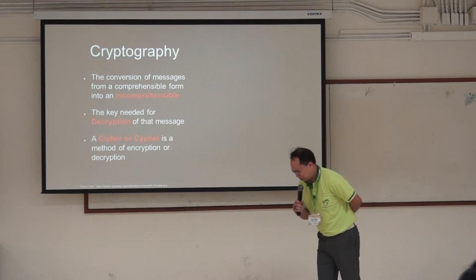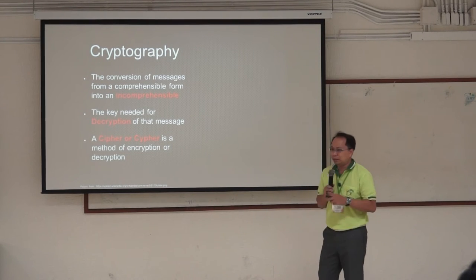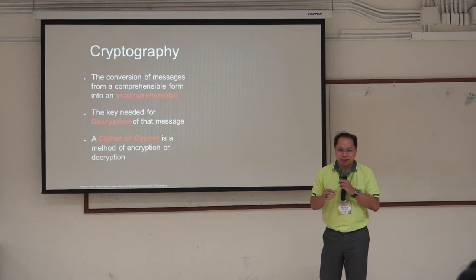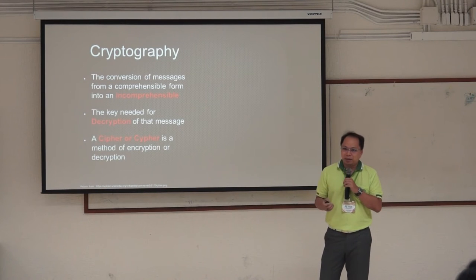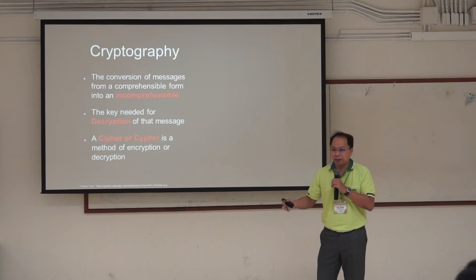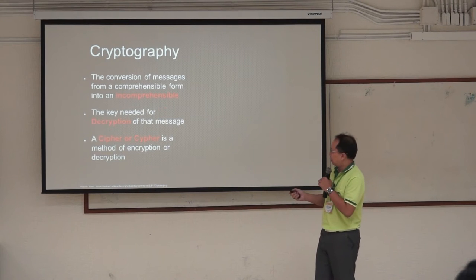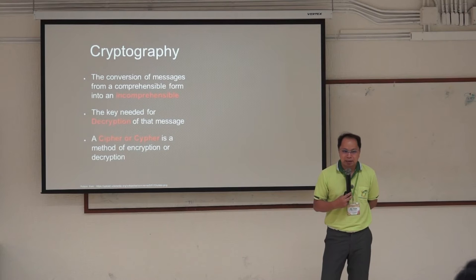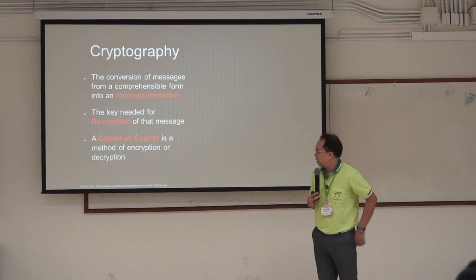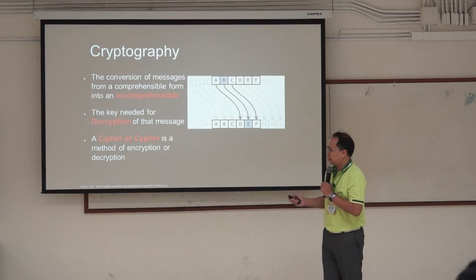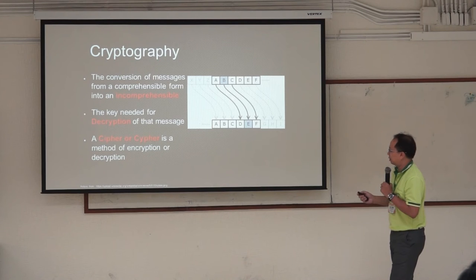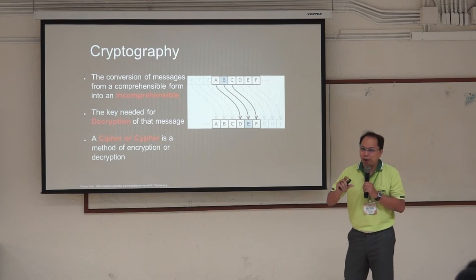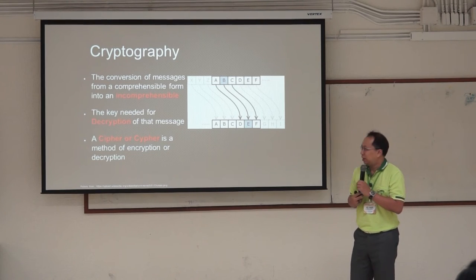The meaning of cryptography is the way we convert a comprehensible language, word, or message into not understood words. We call it incomprehensible words. Like shifting the letters of the alphabet, A into D, D to E. This is one scrambled word in cryptography.